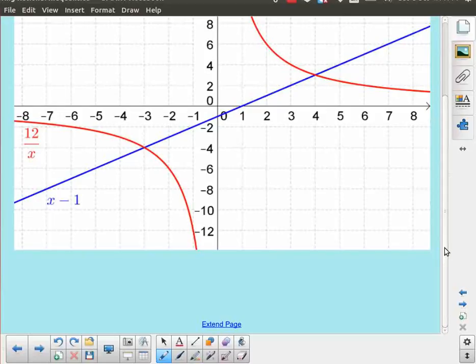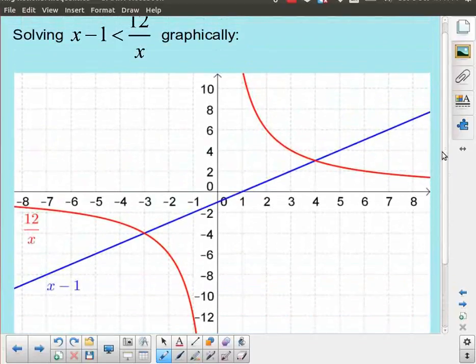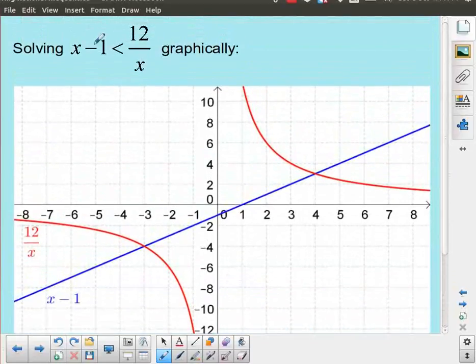If we look at the graphs, we wanted to know when this line, x minus 1, was less than the graph 12 over x, which is this red line. So where is the blue line below the red line? And you can see here are those dividing points at -3, at 0 because of the vertical asymptote, and at +4. So looking here from -3, that's where they meet.